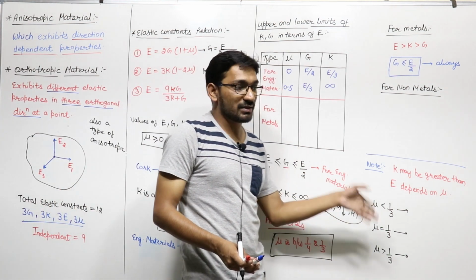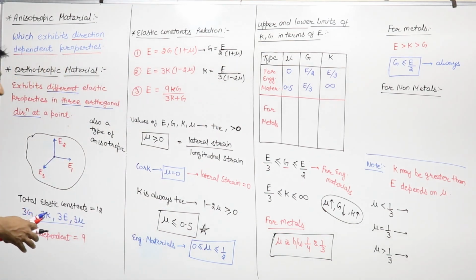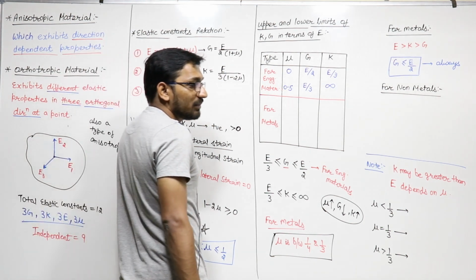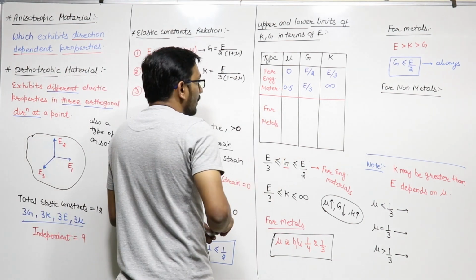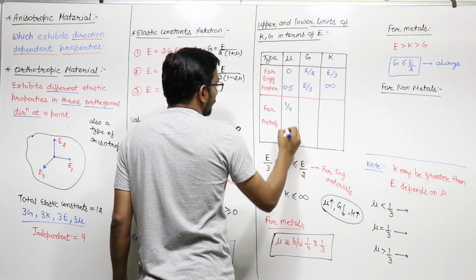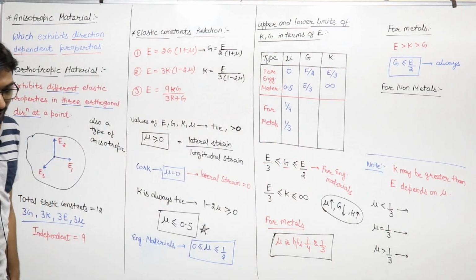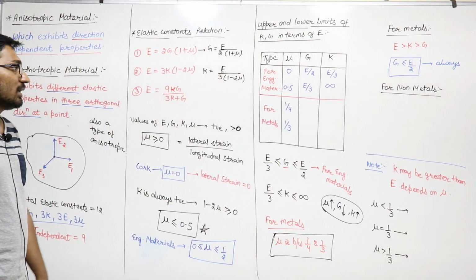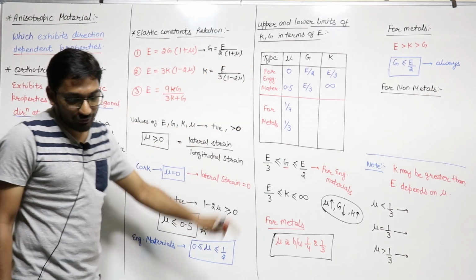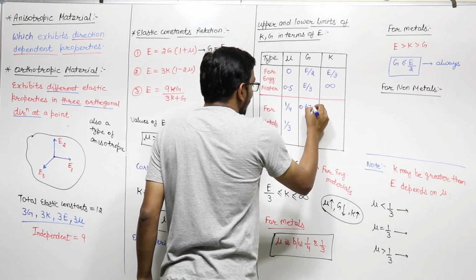So for metals, if I want to calculate the value of G and K in terms of mu, the minimum value of mu is 1 by 4 and the maximum value is 1 by 3. If you put here 1 by 4, the value of G will be 0.67 E.